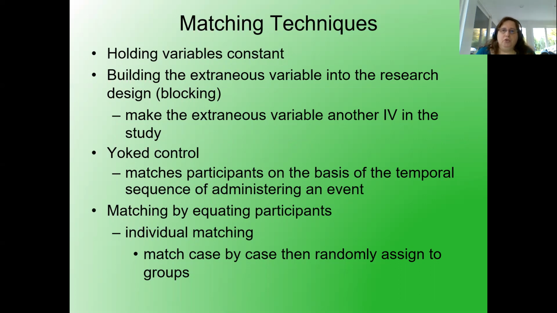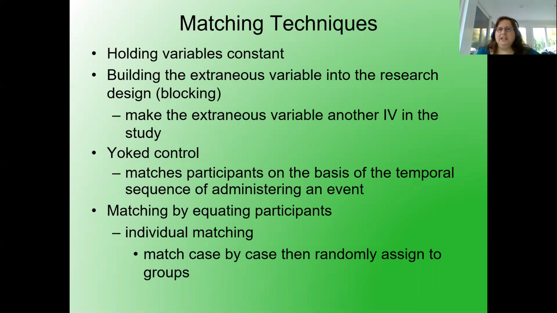Let's talk about the yoked control. This one matches participants on the basis of the temporal sequence of administering of an event. So let's look at an example, because that's kind of a mouthful. Let's say a researcher wants to know the effect of students having the freedom to choose snack breaks on their classroom productivity. Okay, so maybe that's true. Maybe for second graders, it's more productive if they get to choose when their snack break is. How am I going to test this?